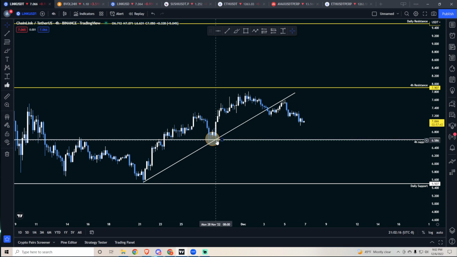Here is another area where you could have longed. It was support. It was trend line as well. You could have longed there. Same stop loss. And you got a nice move up there as well.